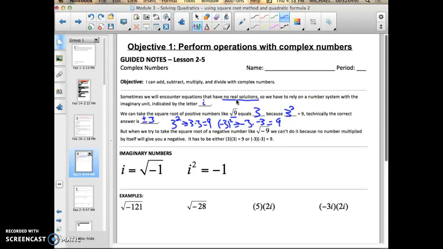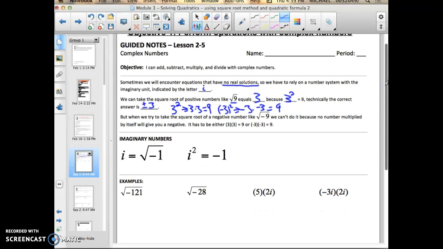So please, please, please remember, when you take the square root, you always have the positive and negative version of that number. If you answer something on the test and you don't put plus or minus by it when you're taking the square root, it will be wrong, unfortunately. So please remember that. So that works with the positive.